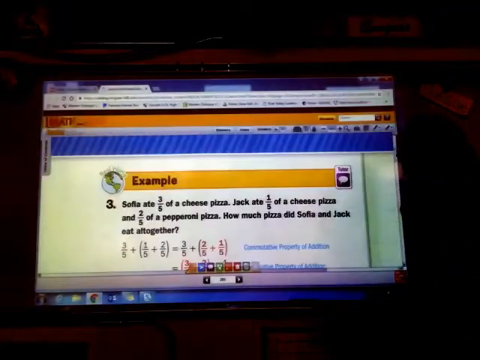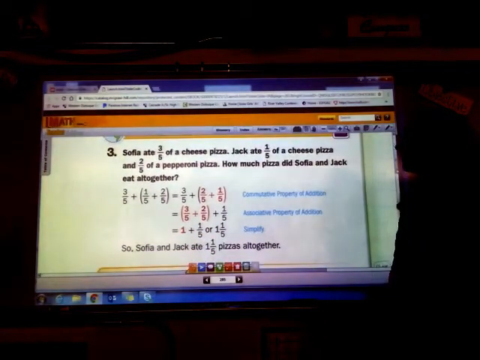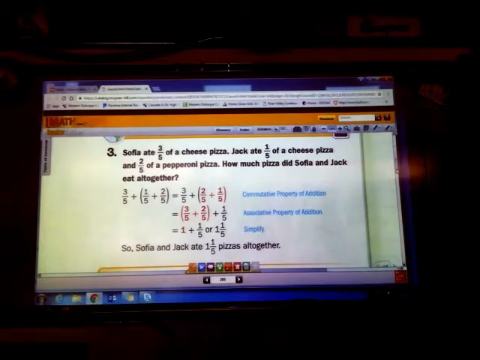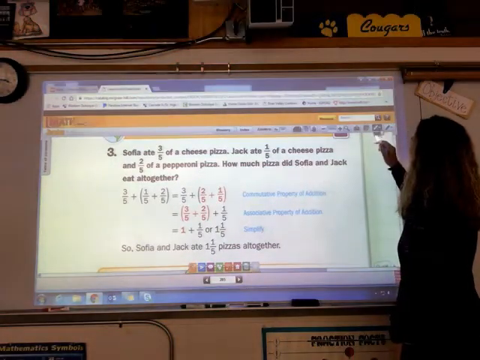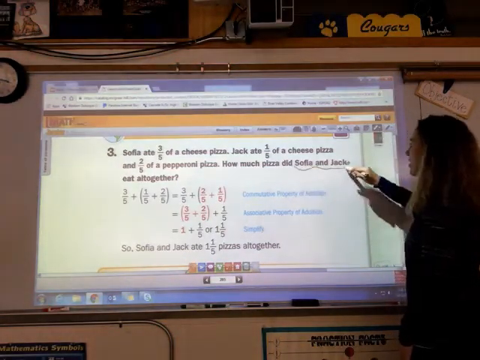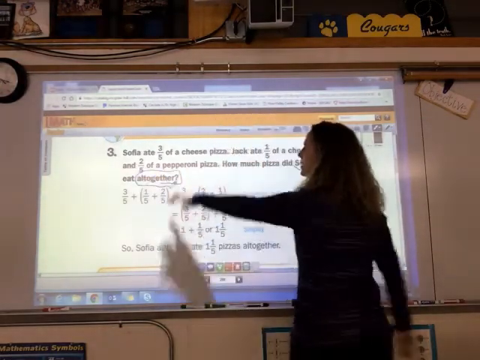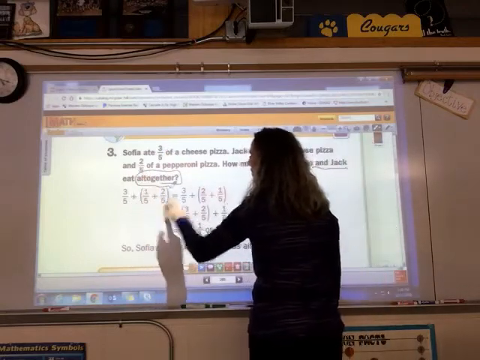As we take a look at page 285, on the top they've given you an example. Sophia ate 3/5 of a cheese pizza. Jack ate 1/5 of a cheese pizza and 2/5 of a pepperoni pizza. How much pizza did Sophia and Jack eat all together? Keyword is all together, meaning we're going to add.